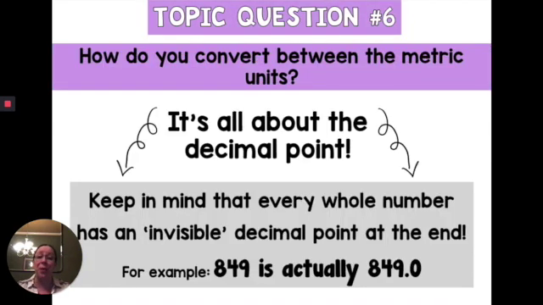How do you convert between the metric units? It's all about the decimal point. You should have learned last year a little bit about the decimal point and how you can convert between tenths, hundredths, thousandths, and then whole numbers. It's a little bit different this time, but pretty easy still. Keep in mind that every whole number has an invisible decimal point at the end. So 849 is actually the same thing as 849.0. You could add an invisible 0 to the end of just about any number, right?